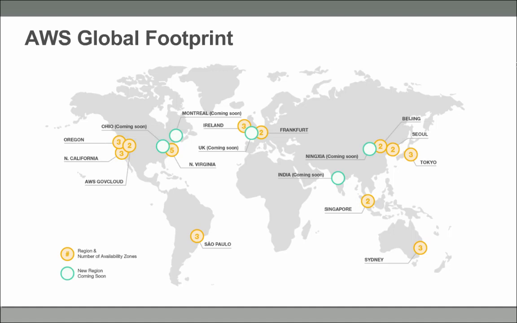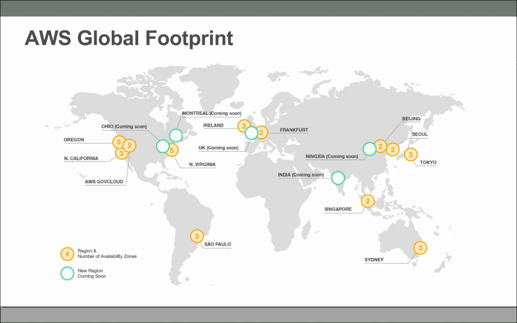For example, in Northern Virginia, in Oregon, in Northern California in the US. And within each region, we have separate zones, which we call availability zones. Each availability zone, you can think of as a cluster of data centers, which provide you very high interconnect between these data centers.